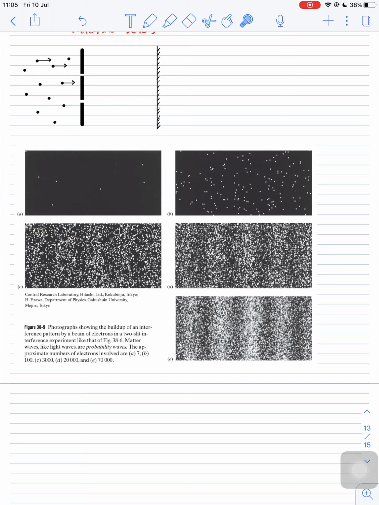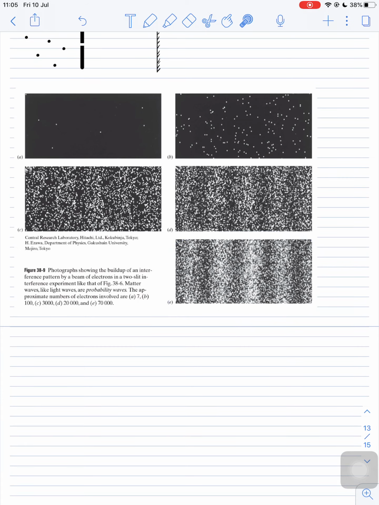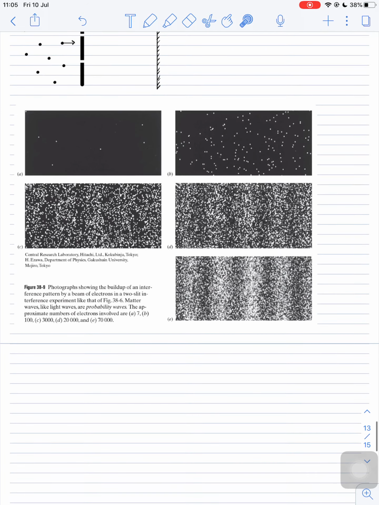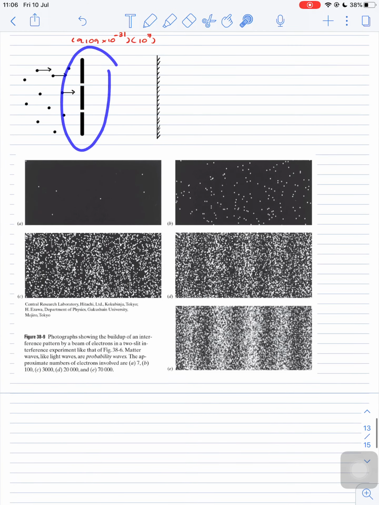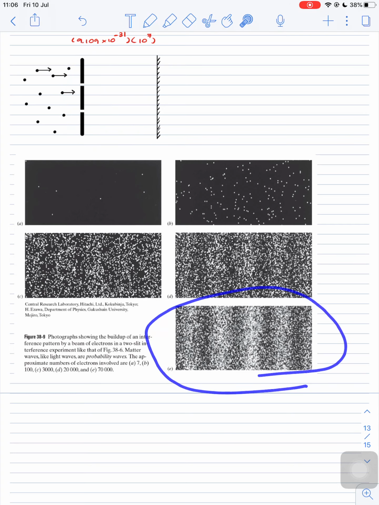But if we increase the number of electrons more and more, it looks like this. Remember what this is? It's the interference pattern of the matter wave, or the electron wave. It's the same as when visible light passes through the double slit, and we can see this type of pattern as well.